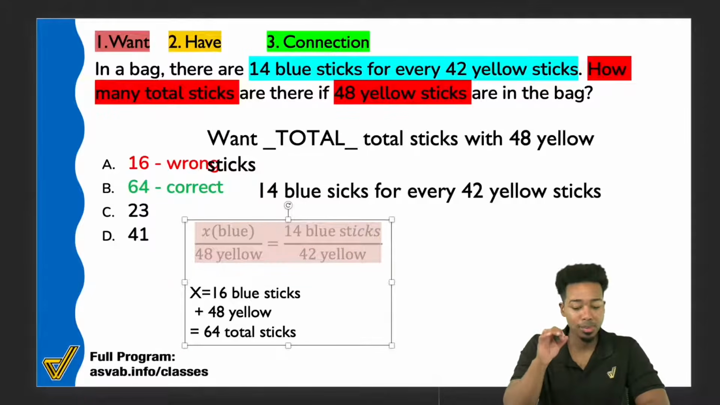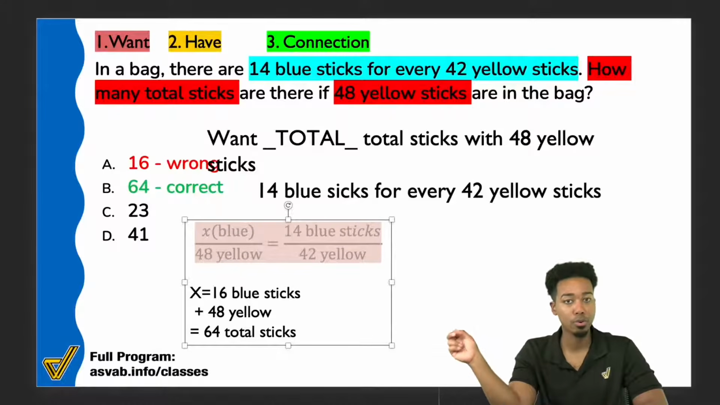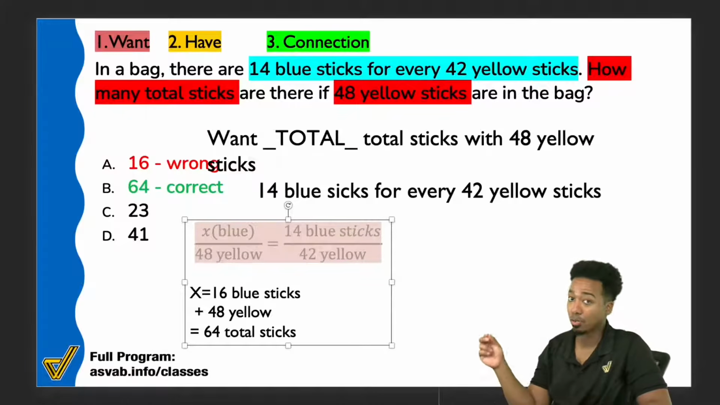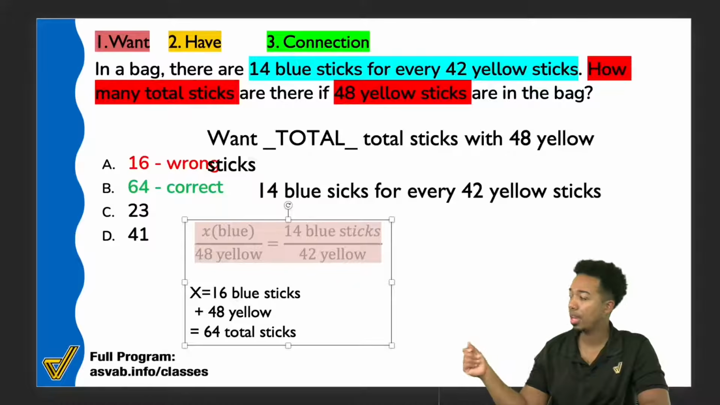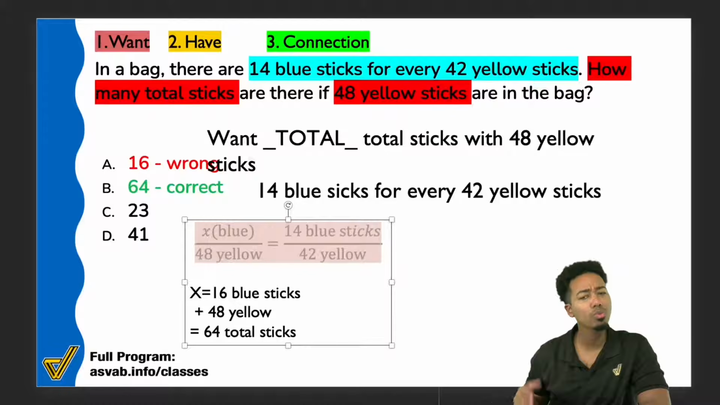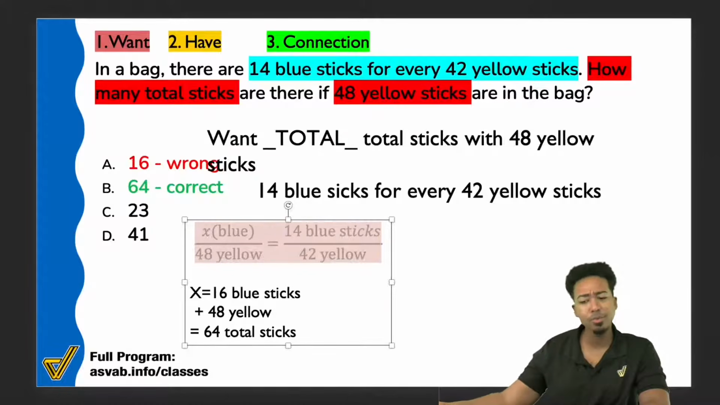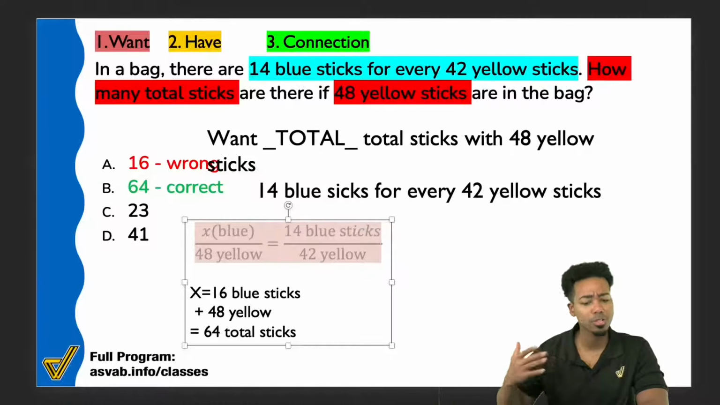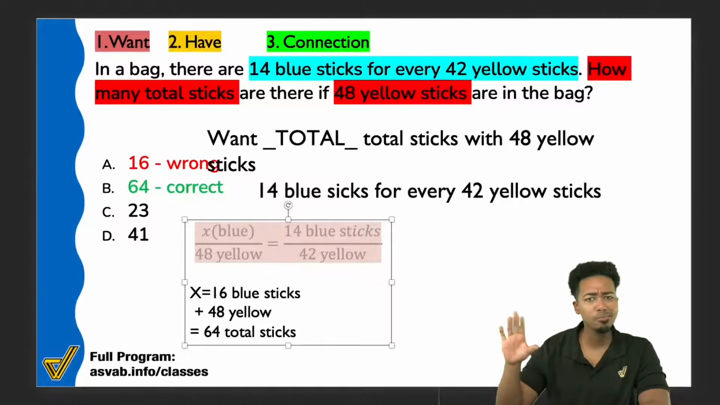Now, does anybody here want to know how to set up the proportion so that you don't have to remember to add or subtract at the end? You can just plug it in and solve and be done. Who would rather do that? Right? I think it's the majority of us. I think the majority of us would rather set it up right the first time and be done.